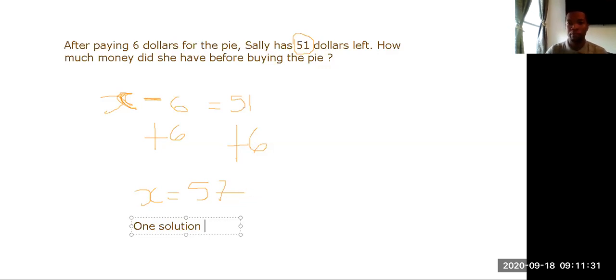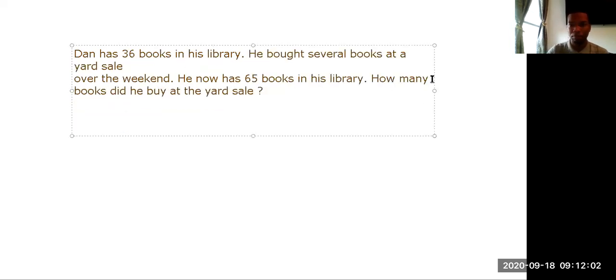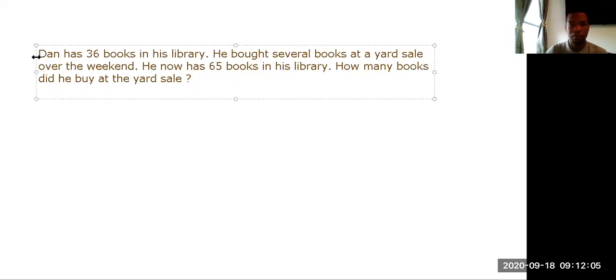All right. So the next question we're going to look at is this one. It says Dan has 36 books in his library. He bought several books at a yard sale over the weekend. He now has 65 books in his library. How many books did he buy at the yard sale? We could already look at this and know how many books he bought. This is not hard. But the goal is to try and turn this into an equation.